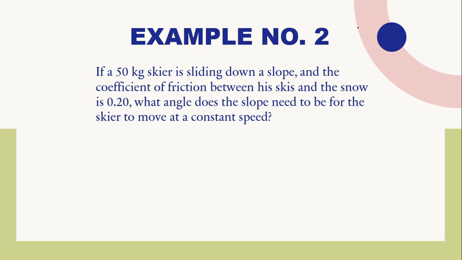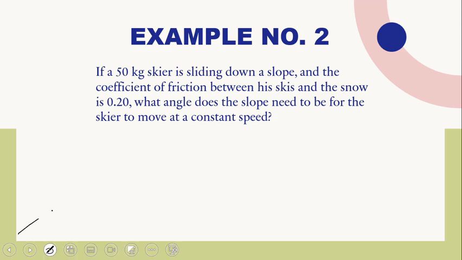Example number 2. If the 50 kg skier is sliding down a slope and the coefficient of friction between his skis and the snow is 0.20, what angle does the slope need to be for the skier to move at a constant speed? Okay, so we know that a constant speed means that there's no net force on the skier. Let's draw an FBD of the situation.